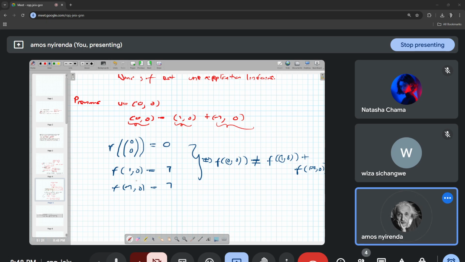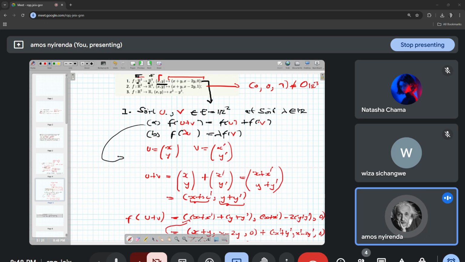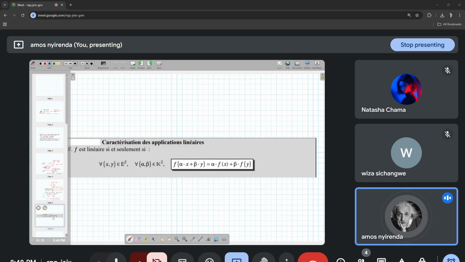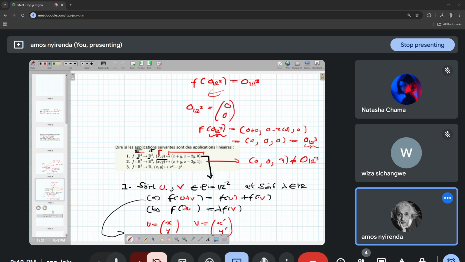Okay, so these are the three exercises to help you understand the definition and how you can apply the definition and the necessary condition, which is not sufficient, to solve problems like these. Okay, bien, je passe.